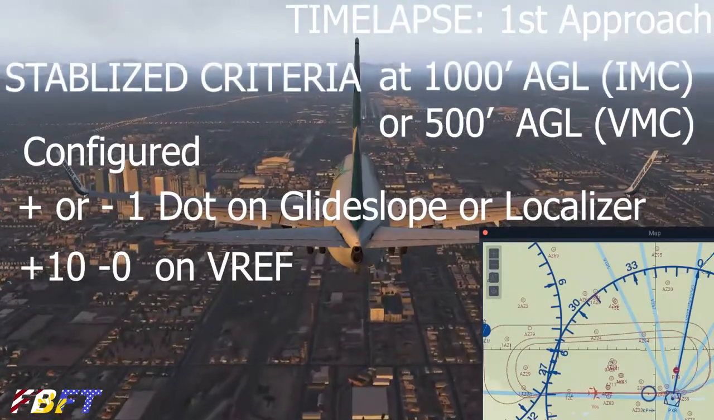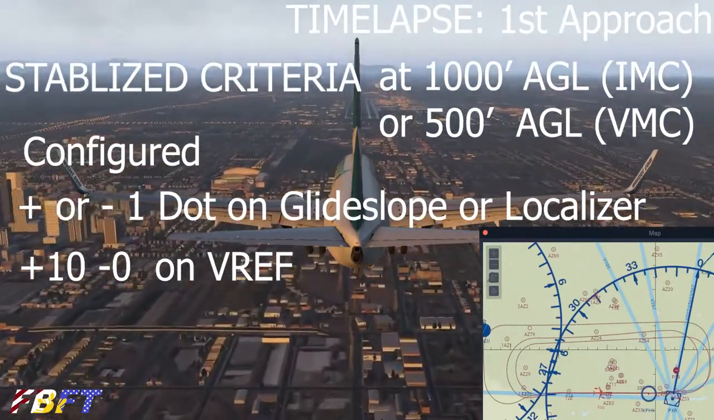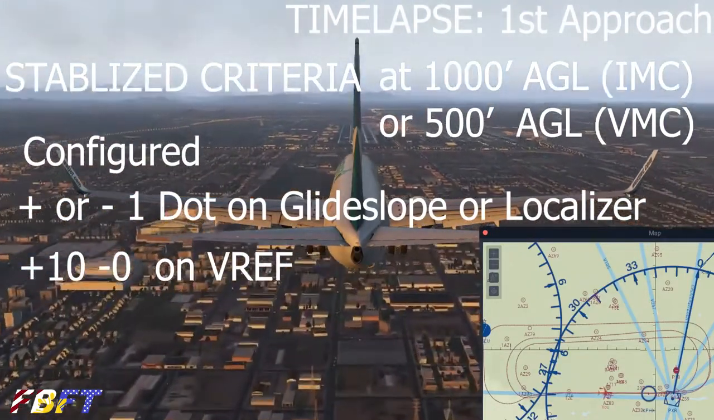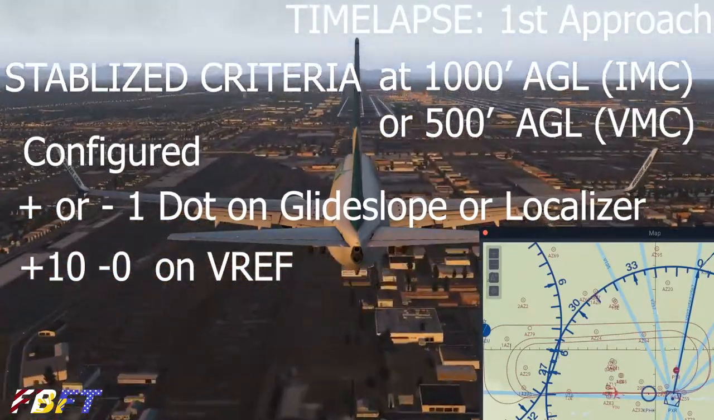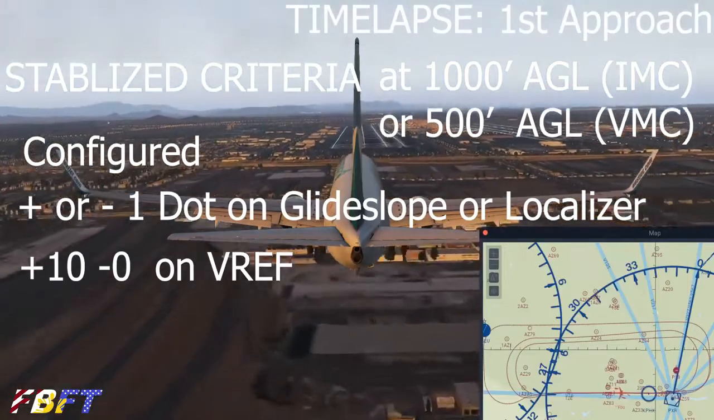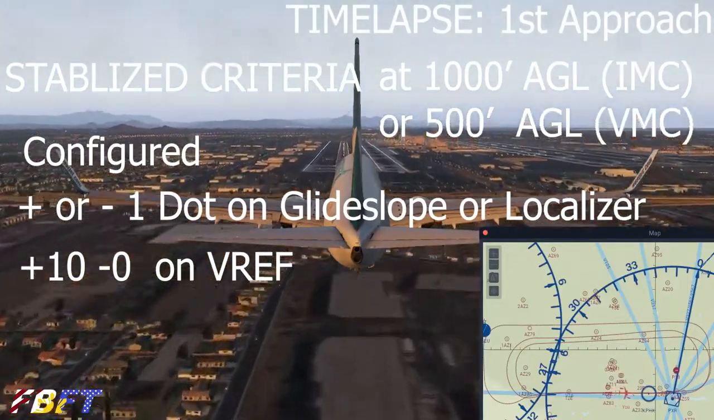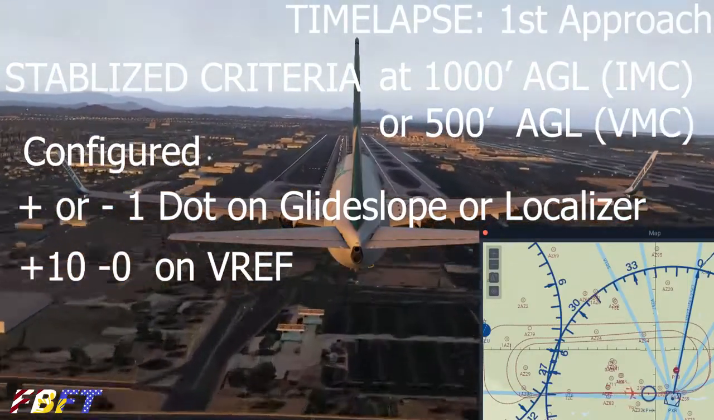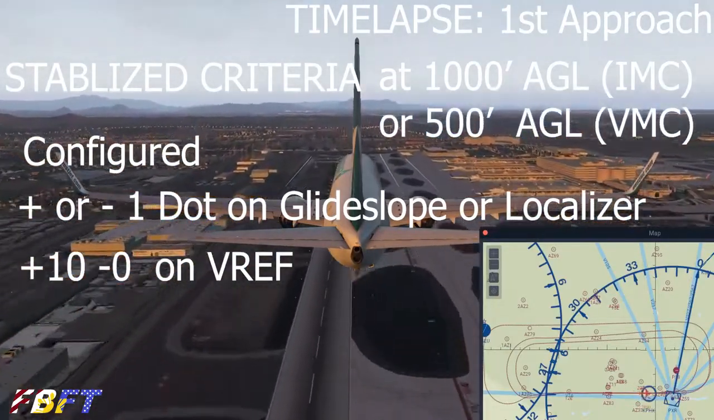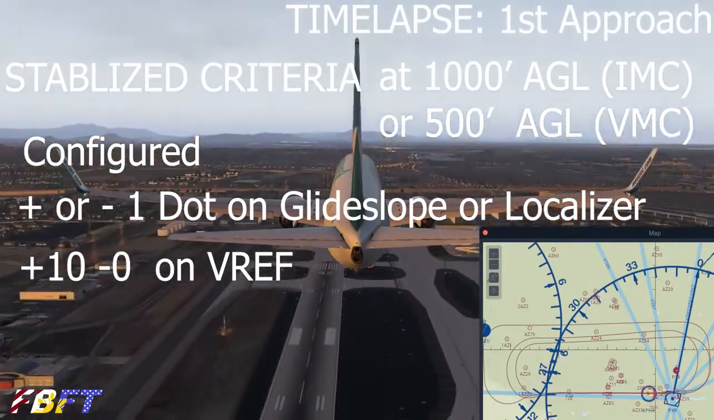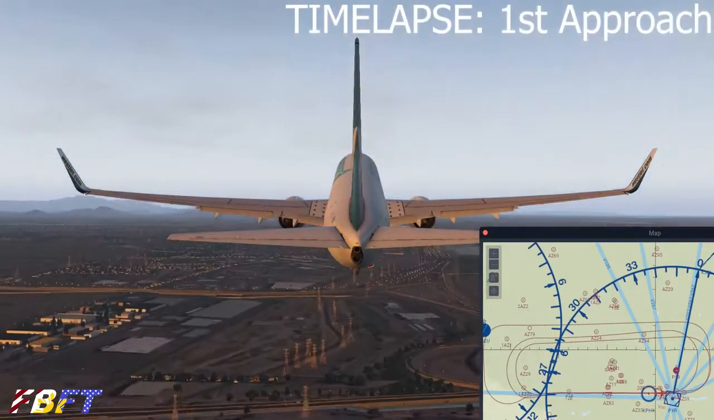needs to be fully configured, so gear down, flaps are at their landing position. We can't be more than one dot up or down on the glide slope, and no more than one dot left or right on the localizer. We can't be more than 10 knots over the VREF speed, and we should not be anything underneath the VREF speed. And I didn't match that, so we're going around.